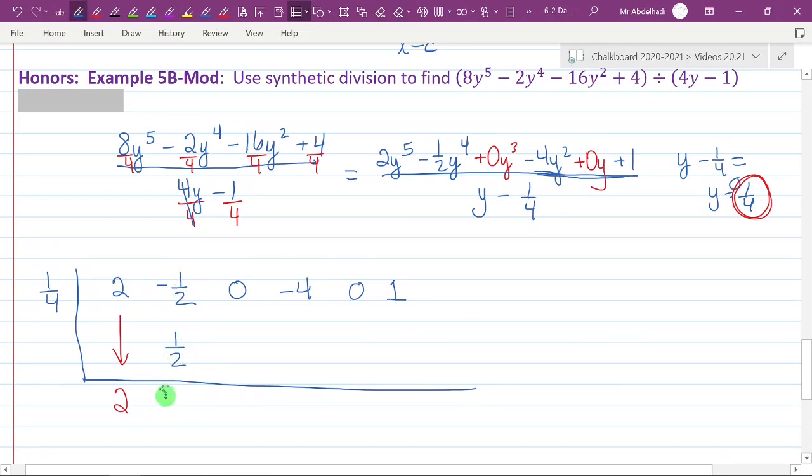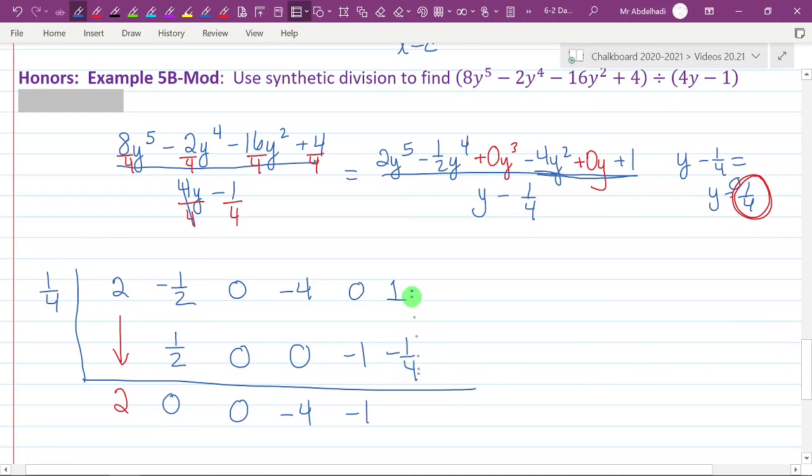Well, these are going to become 0 when you add them together, right? And then 1/4 times 0 is still 0. 0 plus 0 is still 0. 1/4 times 0 is 0. Negative 4 plus 0 is negative 4. 1/4 of negative 4 is negative 1. 0 plus negative 1 is negative 1. 1/4 times negative 1 is negative 1/4.